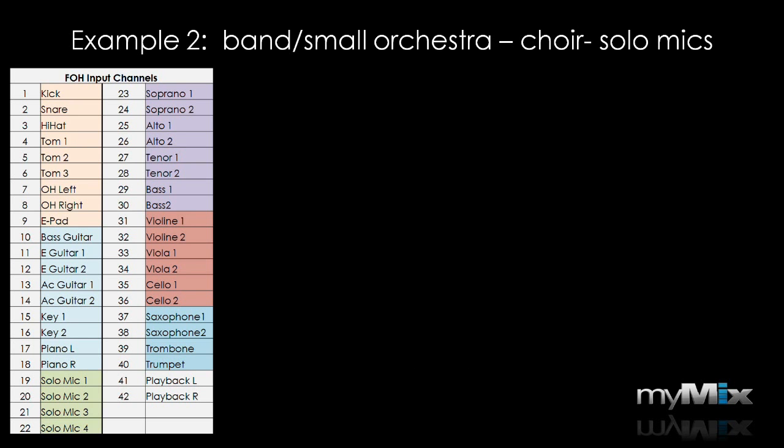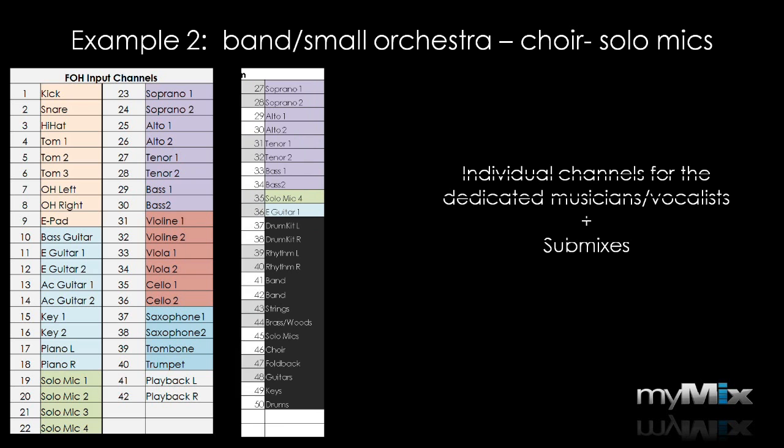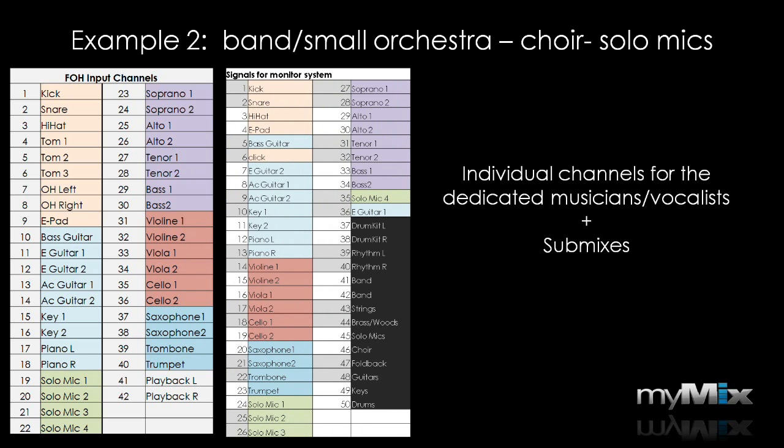Now let's take a look at example number 2, where we have a larger band, actually a small orchestra, plus a choir and solo microphones. We have a full drum kit, electric guitars, acoustic guitars, 2 keys, a piano, 4 solo microphones, a choir with 8 individual mics, a string section, saxophones, trombone, trumpet, and 2 playback. So if you throw in a few effects channels, the engineer might be dealing with about 50 channels for the house mix. So how does this translate to the monitor system?